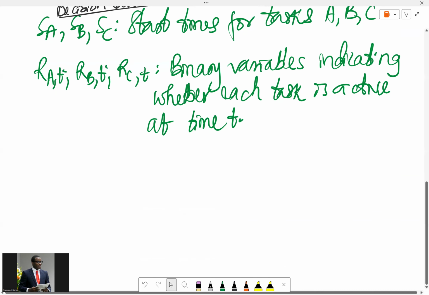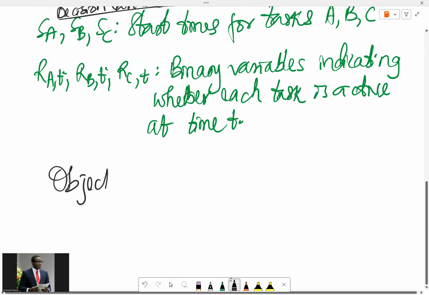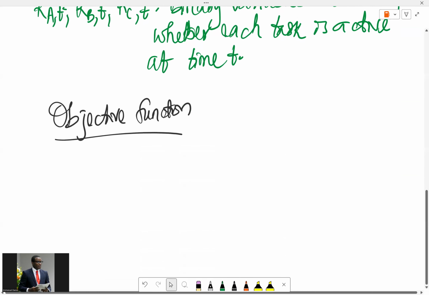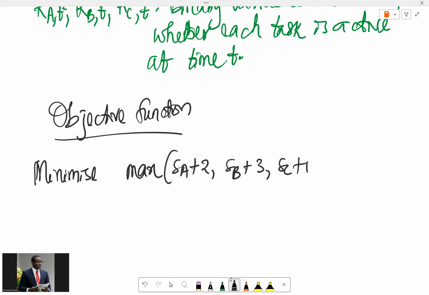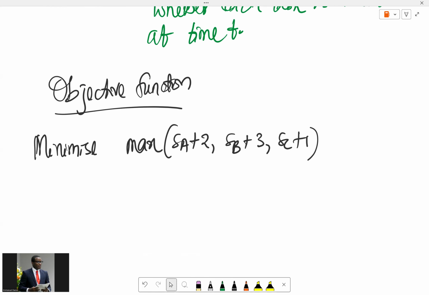Then we talk about the objective function. The objective function is to minimize the total project duration. So we just minimize the maximum of the start time of A plus the 2 days A takes, start time of B plus the 3 days that takes, and start time of C plus the 1 day that takes. That is what we want to minimize. Or equivalently, we can say minimize D, where D is the project duration.